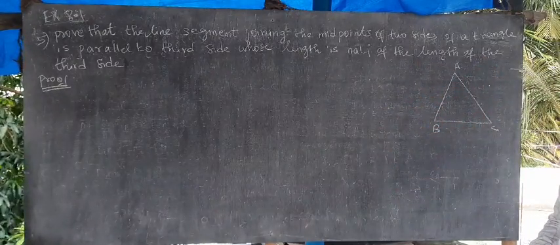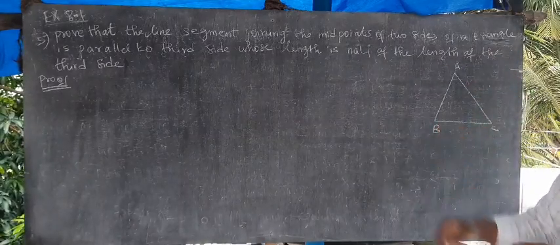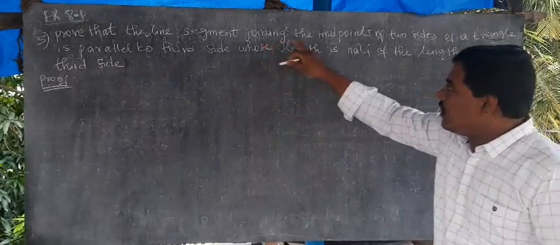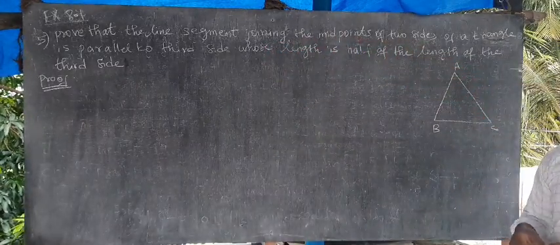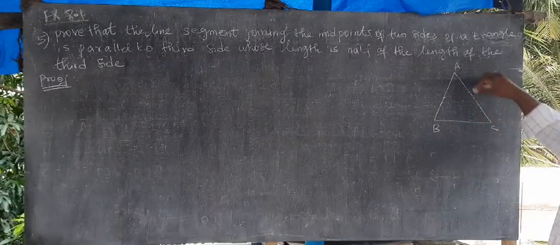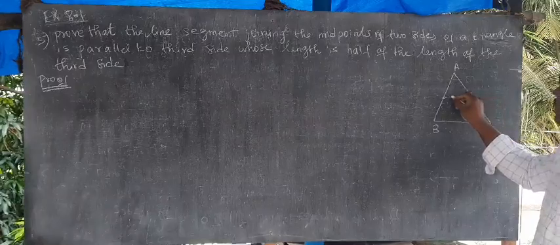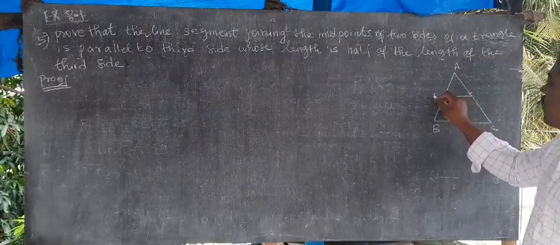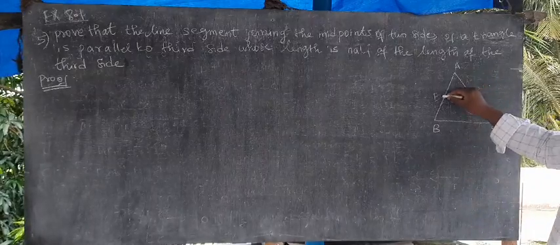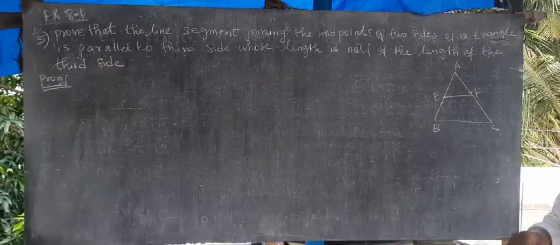So, what is given here? One triangle is given. So, I take ABC as a triangle. The line segment joining the midpoints of the two sides. What are the two sides? AB is one side, midpoint. I take AC as another side, one midpoint. So I join these two, this is E and F. So E is the midpoint of AB and F is the midpoint of AC.